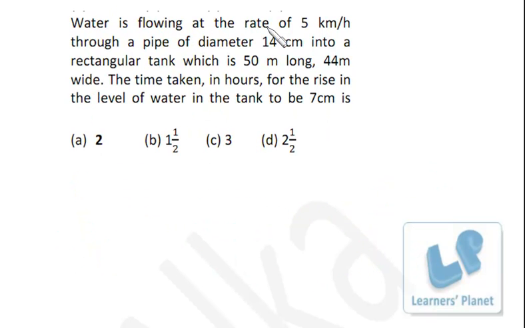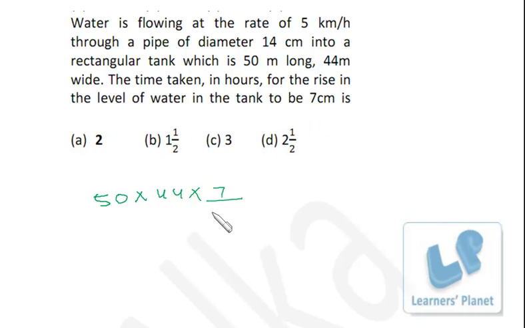Water is flowing at the rate of 5 km per hour through a pipe of diameter 14 cm into a rectangular tank which is 50 m by 44 m. The time taken in hours for the rise in the level of water in the tank to be 7 cm. So precisely the volume in this tank will be 50 meter, 44 meter, and the height is 7 cm.